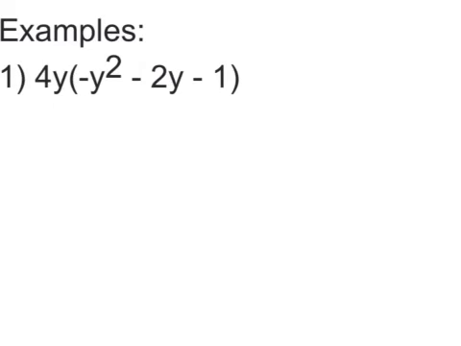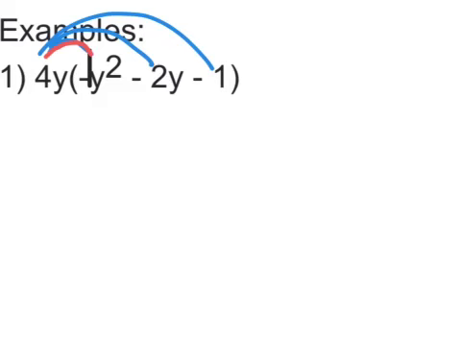So let's look at the first example. We have 4y times the quantity of negative y squared minus 2y minus 1. So let's start by looking at the y squared term. If you look at the y squared term, right in front you have this negative. So remember, first off, that means negative 1. So what we're going to do is we're going to distribute the 4y to every single term in the polynomial. So we're going to start with the 4y to the negative 1y squared.